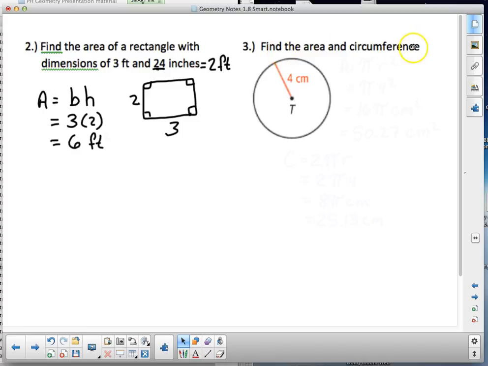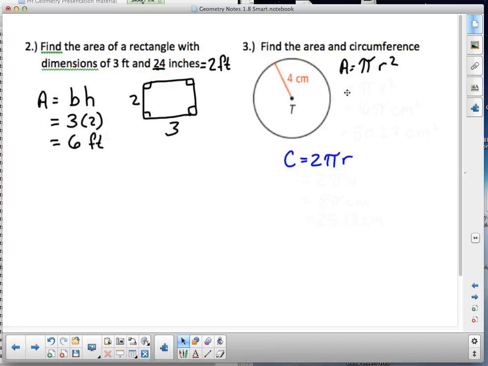Okay, find the area and circumference. The area, remember, is pi r squared. The circumference is 2 pi r. And I'm just plugging in the value of the radius. Remember, all I need is the radius, and I get the area or circumference of the circle.